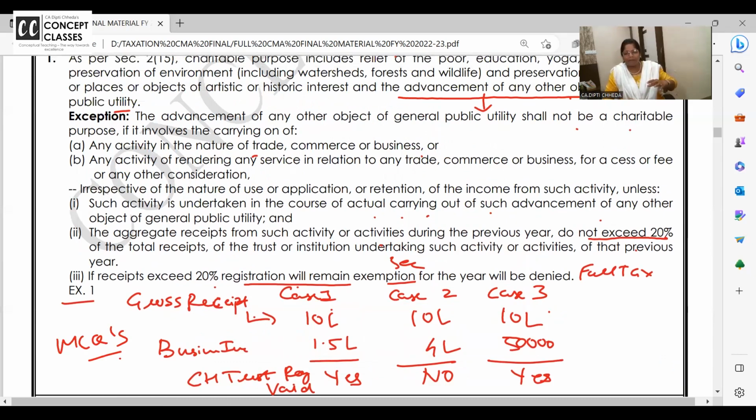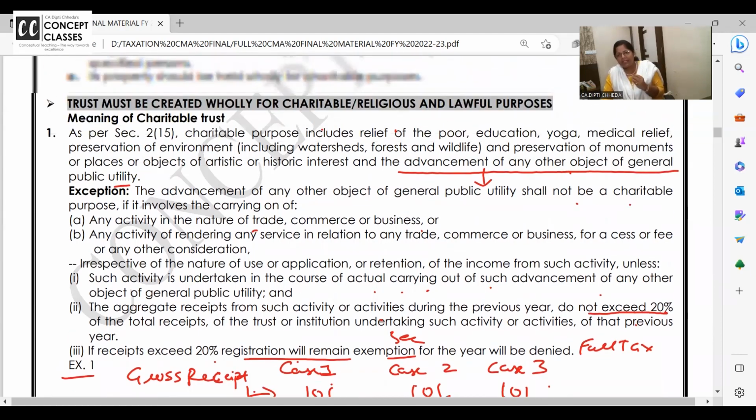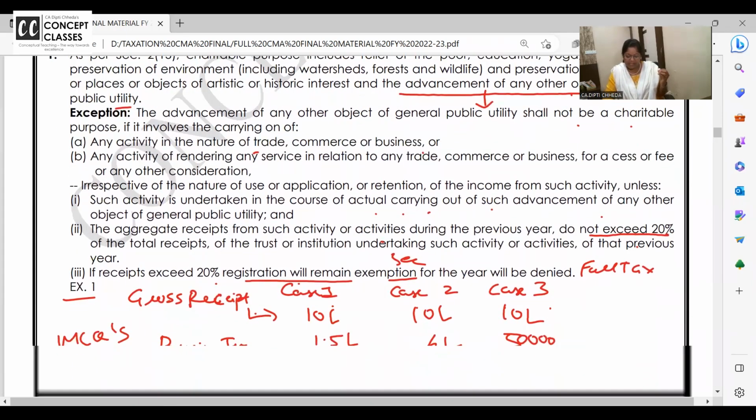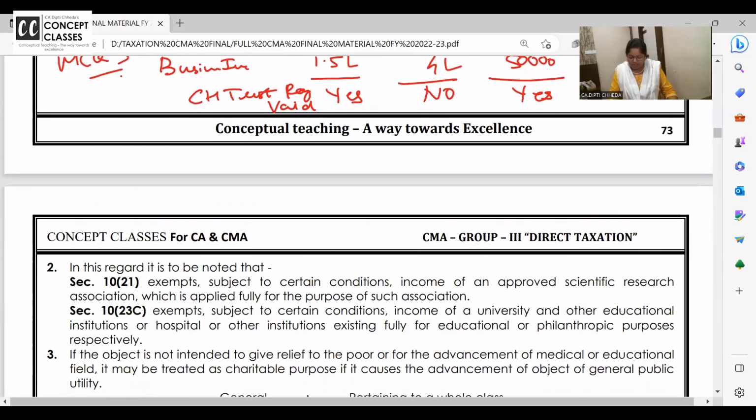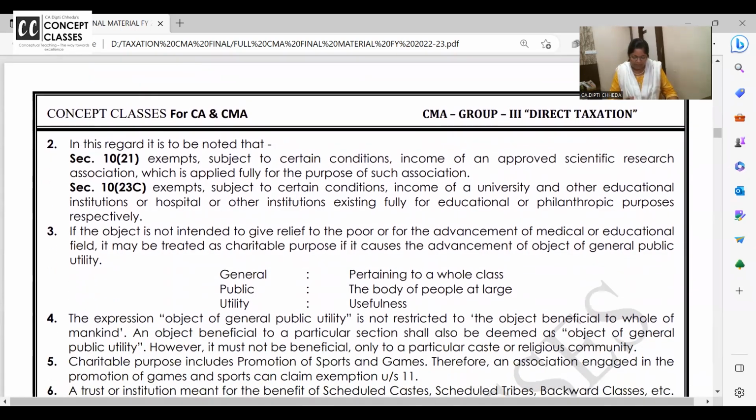I want to repeat. If the trust is formed not with an object of yoga or relief of poor or medical, but it is formed for advancement of any other object of general public utility, in that case, the business receipts should not exceed more than 20% of the gross receipts of the trust. If it exceeds, for that year, trust will not get any exemption. Full income will be taxable at tax slab rates and they'll have to pay the tax. But registration will not be cancelled. It will still be valid.